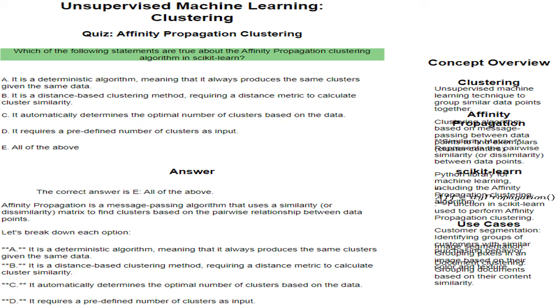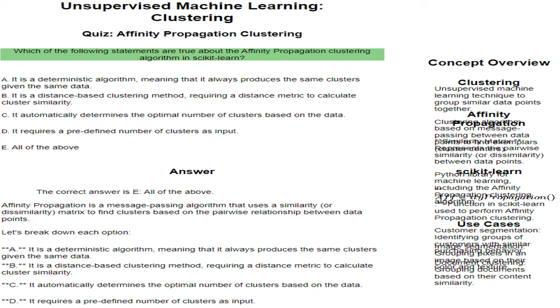Which of the following statements are true about the affinity propagation clustering algorithm in scikit-learn? A. It is a deterministic algorithm, meaning that it always produces the same clusters given the same data. B. It is a distance-based clustering method, requiring a distance metric to calculate cluster similarity. C. It automatically determines the optimal number of clusters based on the data. D. It requires a predefined number of clusters as input. E. All of the above.